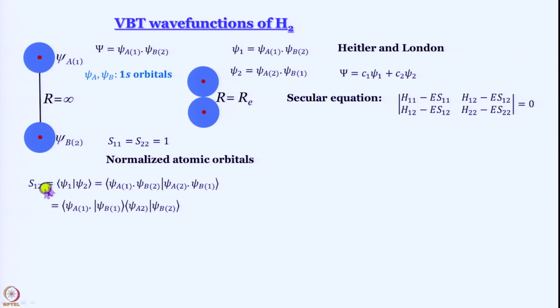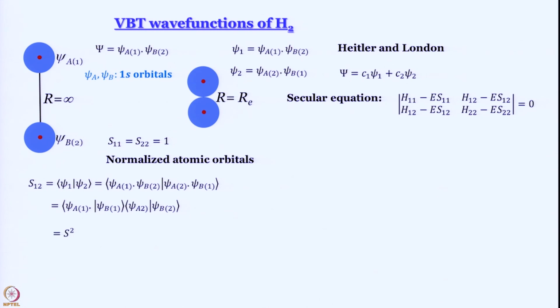Psi b1 means same electron number 1, but in a different 1s orbital, on a different atom B. So, this integral is not equal to 0, right. Psi A and psi B are not orthogonal to each other because they are orbitals of two different atoms A and B. This is something that we have discussed earlier.